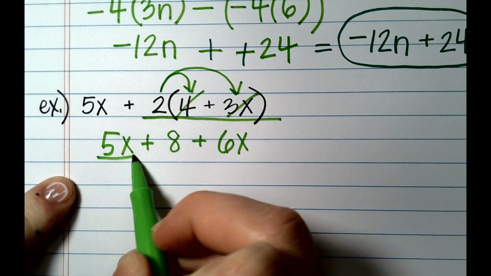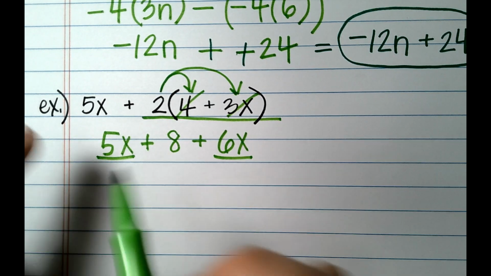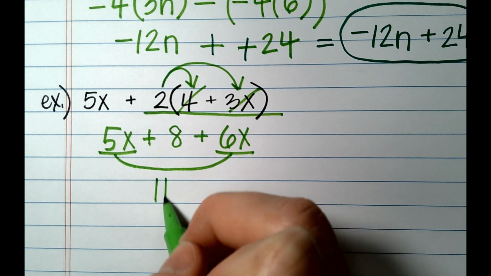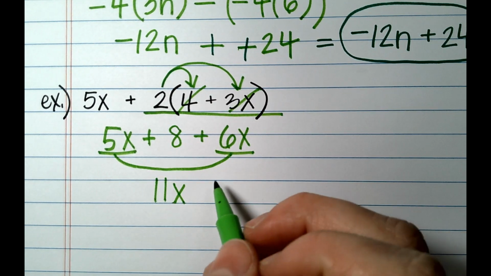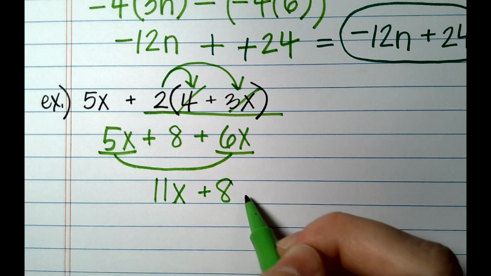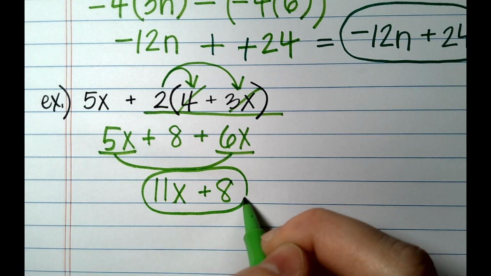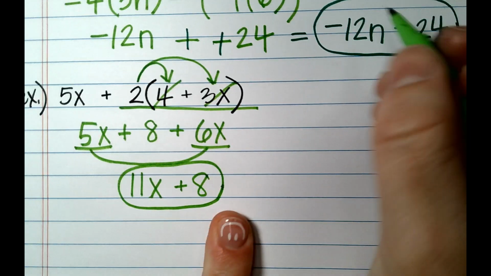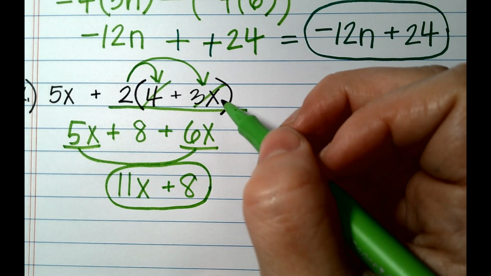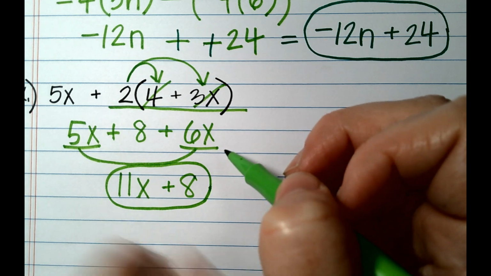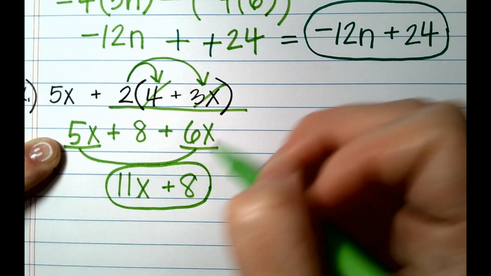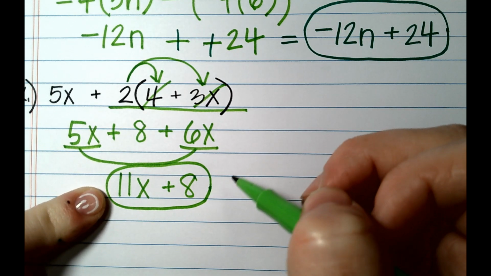Yes, and then we can do one step further. We can combine like terms again. 5x plus 6x is 11x. And just bring down the plus 8. And that would be your answer. Okay. So we did distribution first. Then we brought down 5x. We combined like terms. And we got our answer.